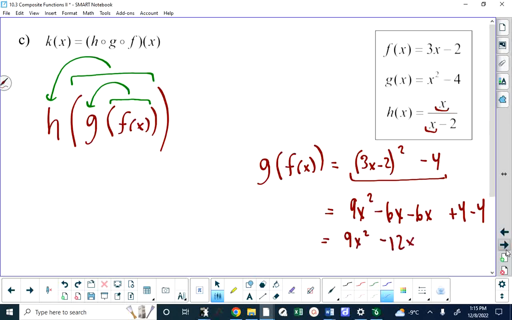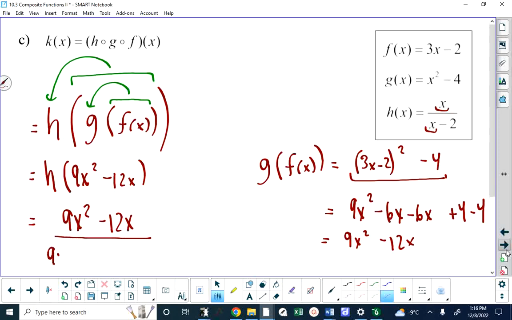minus 12x. And in many ways, the first part of this lesson is just an exercise in practicing your algebra. There's not really anything new. And that means that h of that would be h of 9x squared minus 12x, which would be 9x squared minus 12x over 9x squared minus 12x minus 2. So I've put in for x in the top and the bottom of h, g of f of x.